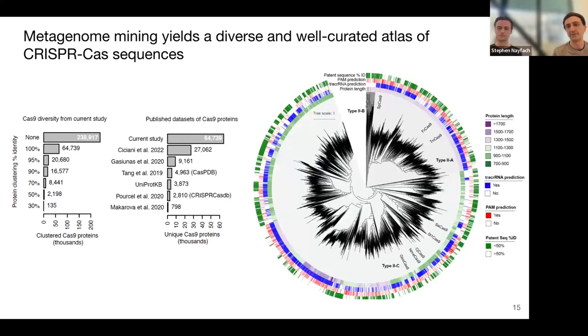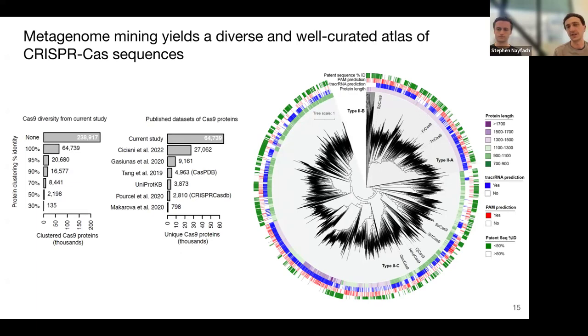Building a phylogenetic tree of these Cas9s, you can see they're extremely diverse and our resource is very well annotated. On the outer rings of this tree, we can see that we have both tracrRNA and PAM predictions for most of the sequences in the tree.